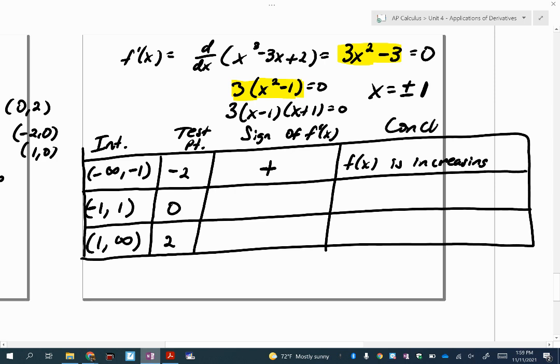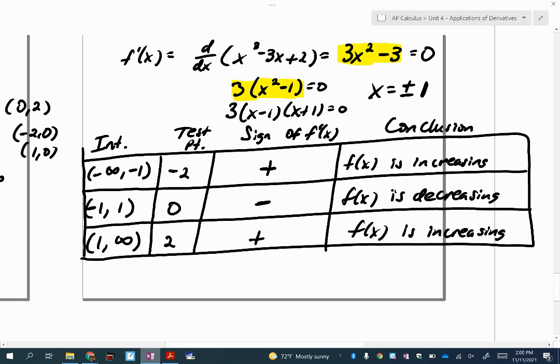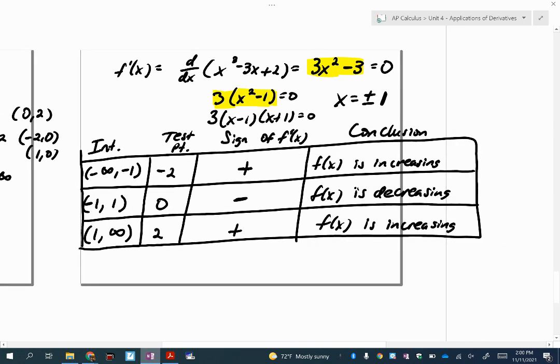So this is my conclusion. If I plug in 0, I'm going to get a negative. So the function is decreasing on this interval. And then if I plug in positive 2, I get another positive. So the function is increasing. All right. So not only does this tell me where the function is increasing, but it also tells me that because I'm going from increasing to decreasing, I have a local maximum at my first critical point, which is at x equals negative 1.